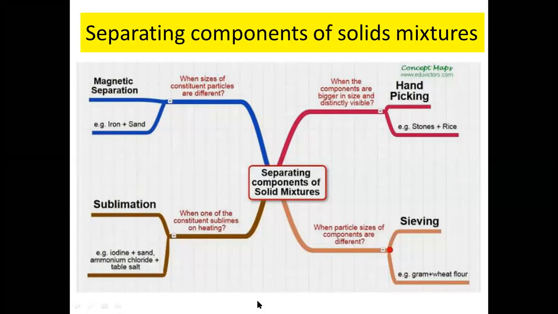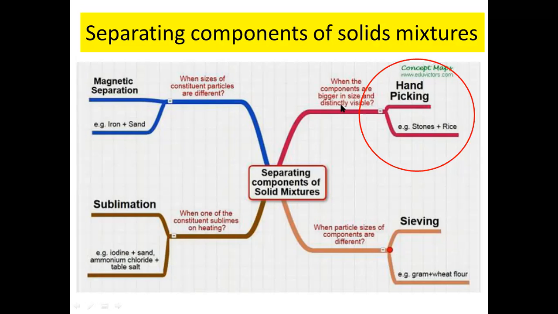These are daily life methods you will be using at home to separate solids into their components. The first one is hand picking, and the example is if you want to separate stones from rice. This is a physical method. You can use your hand to pick out the stones from the rice, because the particles of both the stone and the rice are visible, and you can easily pick out what you want to separate from this mixture. This mixture is stone and rice.